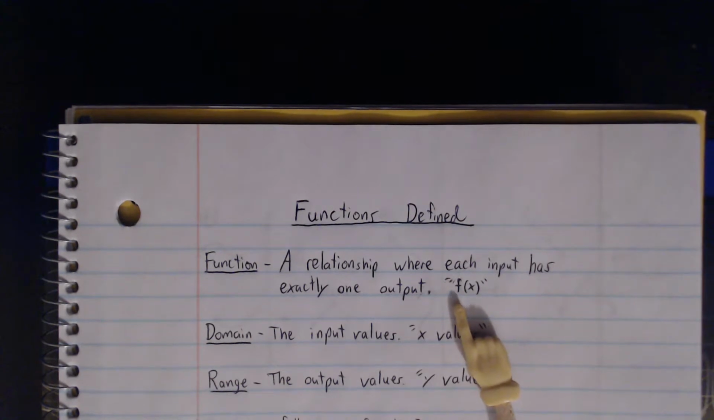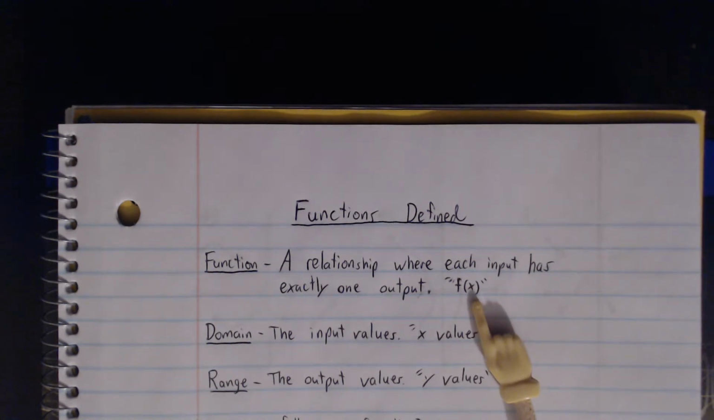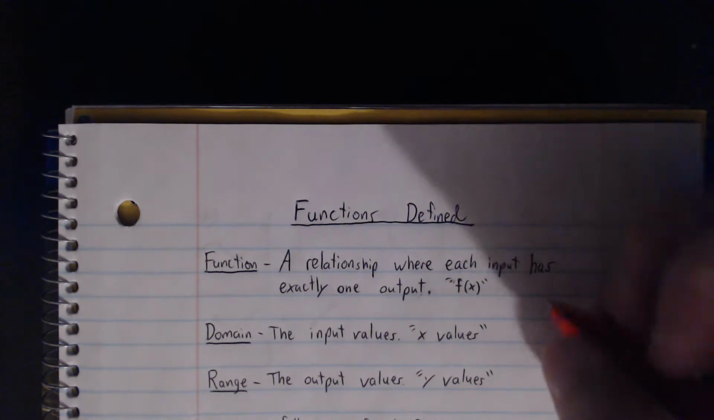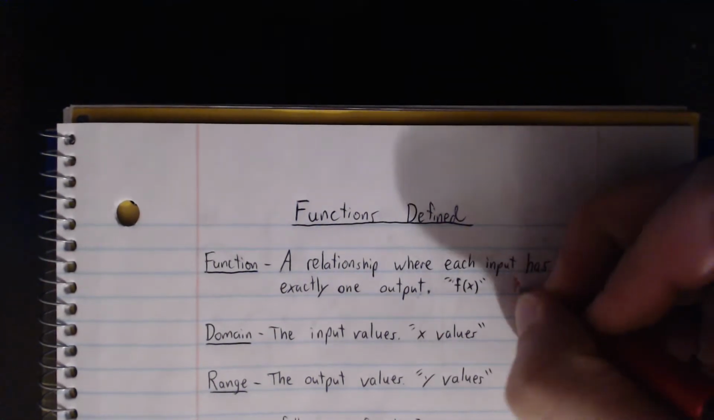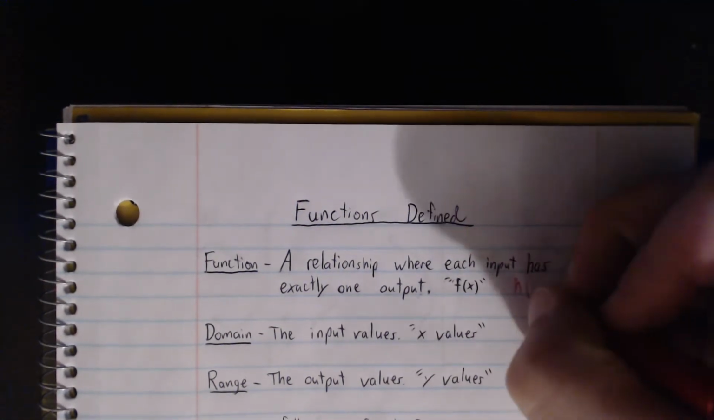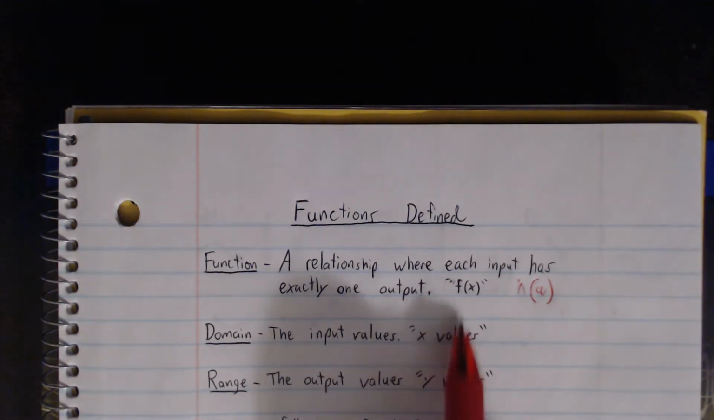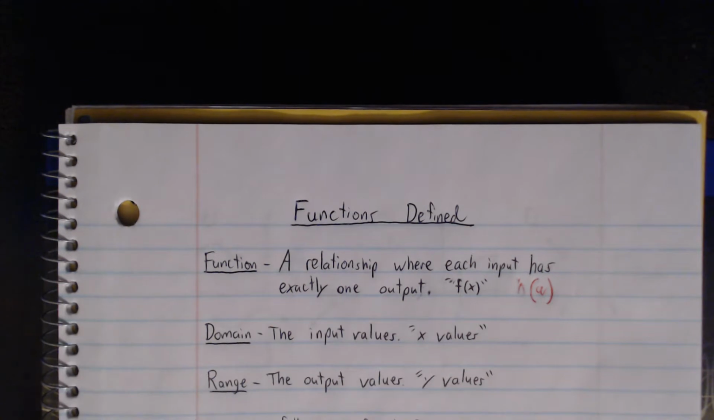This f could be any letter, it could be g, it could be h, and x is just whatever variable we happen to choose. So really we could have a function that might look like this instead, right? H of a, for example. Okay, could be a function, but we generally look at it as f of x. Now there's a few parts to a function that we're going to start talking about.